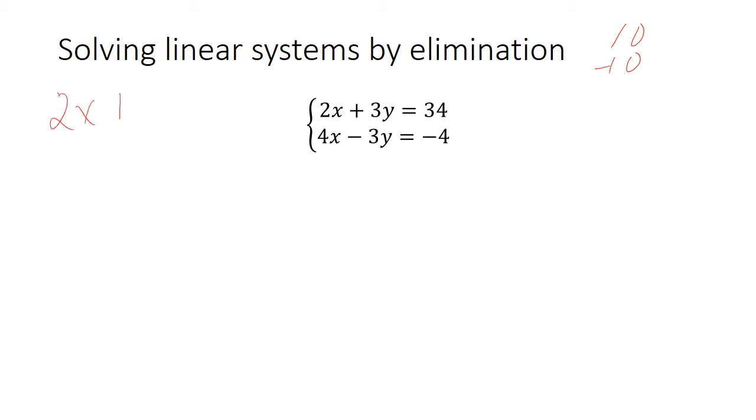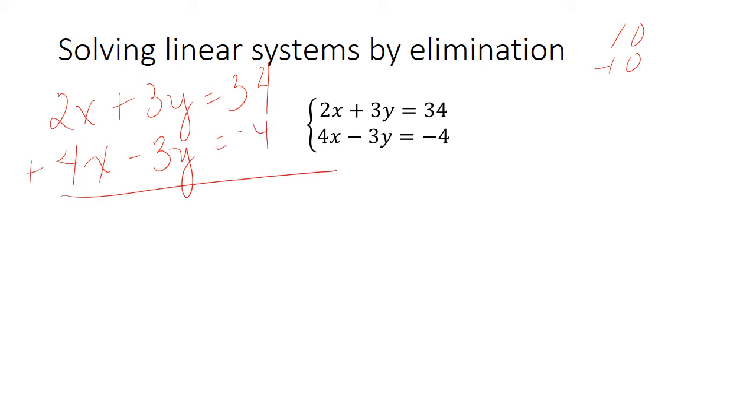This is an addition problem with two different equations. It's important to write the right problem, 34, not 38. It's an addition problem with letters. Okay, so when I add these up, I will have a 2x plus 4x is 6x. My 3y minus 3y makes my y's disappear. 34 minus 4 is 30. I'm going to divide by 6. So x is equal to 5.